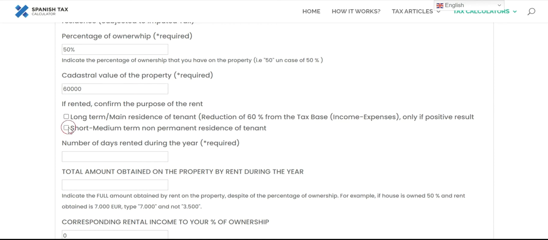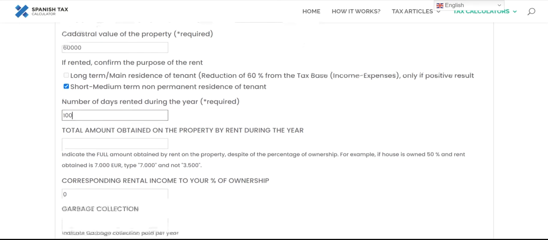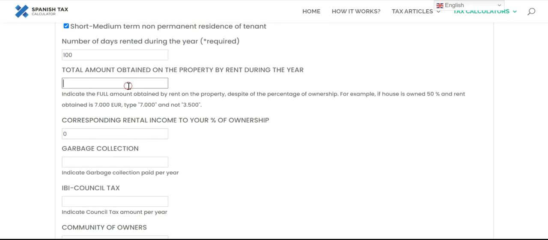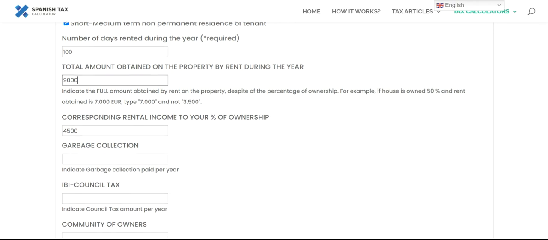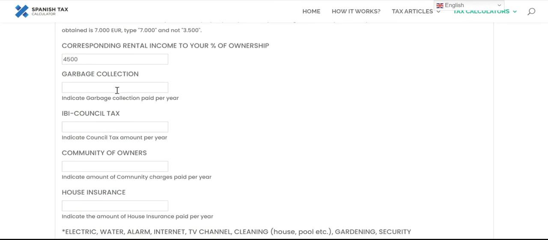Then we will go to short term non-permanent resident of the tenant, because the intention of the tenant is not living on that property permanently. Imagine that you have rented the property per 100 days, and that you have obtained totally 9,000 euros, that as you are the 50% of the property, the amount of this rent that belongs to you is 4,500. Then you can deduct, as a Spanish resident, the garbage collection.